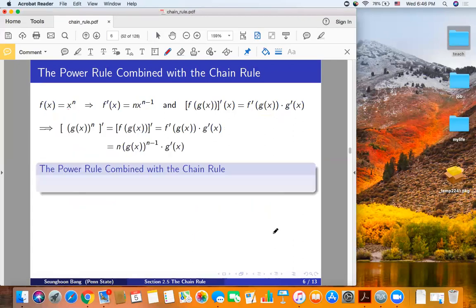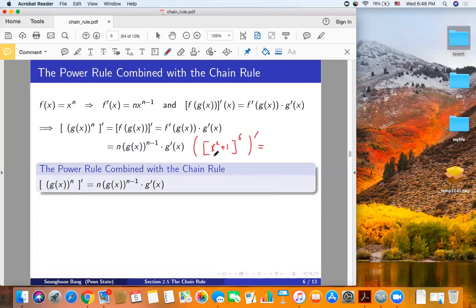So we have this one. You have to memorize this power rule combined with the chain rule. G of x to the power n prime is n times g of x to the n minus 1 times g prime of x. Now, I'm going to give you one example. So here, how can you use this kind of thing?